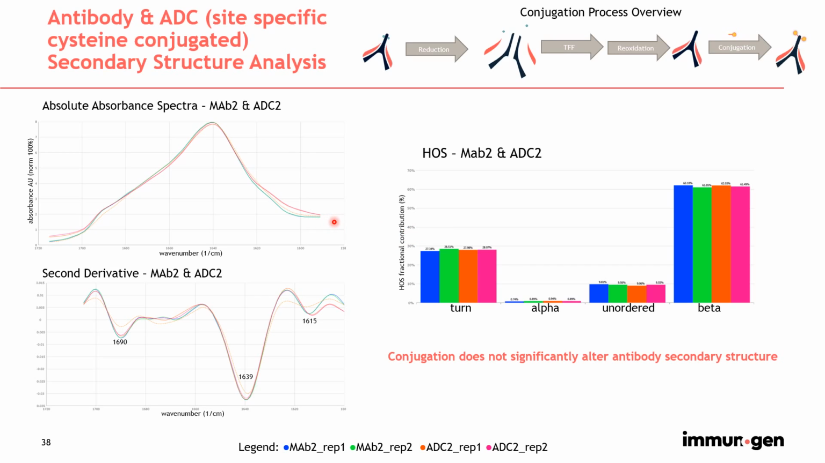The blue and the green data points are for the antibody replicates, while the red and the pink correspond to the ADC. As we can see, there is great agreement between the fractional contributions for each of these elements between the antibody and the ADC. Considering that the conjugation process involves a global reduction and a reoxidation step, it was good to see that the process does not significantly alter the antibody secondary structure even upon conjugation.